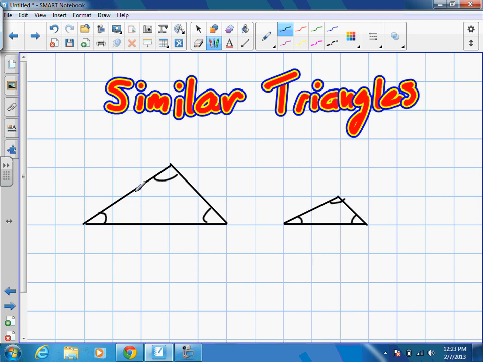Okay, so I'm going to make up some values here. We're going to say that this is, I don't know, 60. This will be 40. And this will be 80. They're not perfectly to scale, okay? Which means in order for this to be a similar triangle, this must be 60, this must be 80, and this must be 40. Okay?